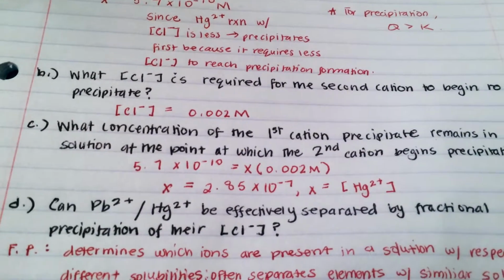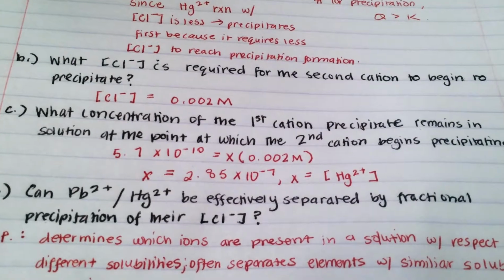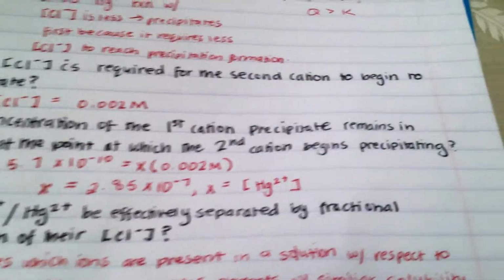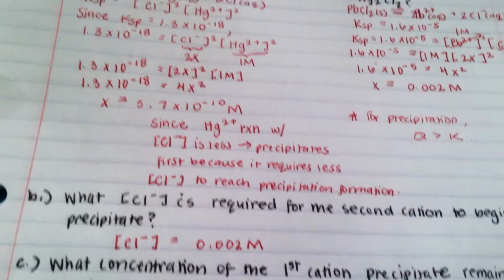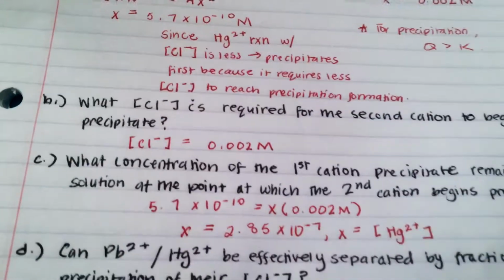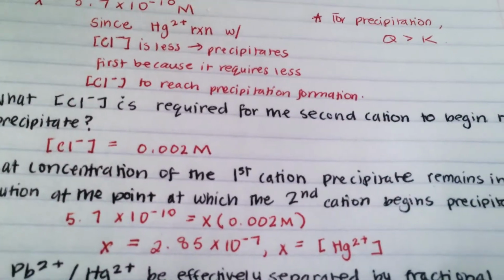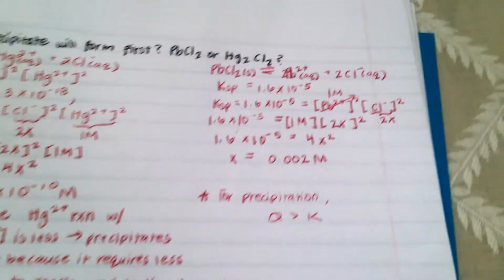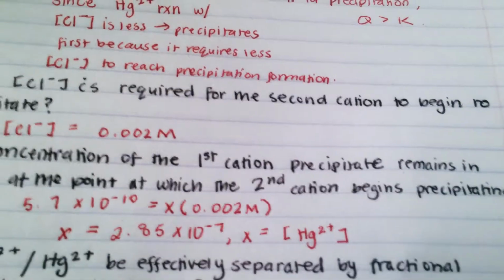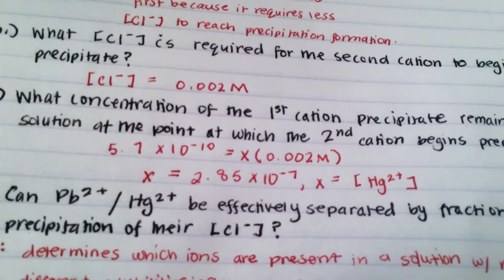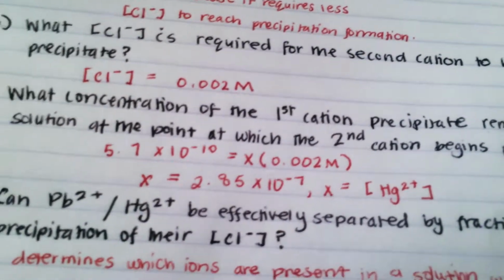For part C, it asks what concentration of the first cation precipitate remains in the solution at the point at which the second cation begins precipitating. So first, let's set our x for Hg. We have 5.7 times 10 to the minus 10th, and then we set that equal to x times the concentration of the Pb, which is 0.002 molar. Solving, we get x equal to 2.85 times 10 to the negative 7th concentration for Hg2 2+.